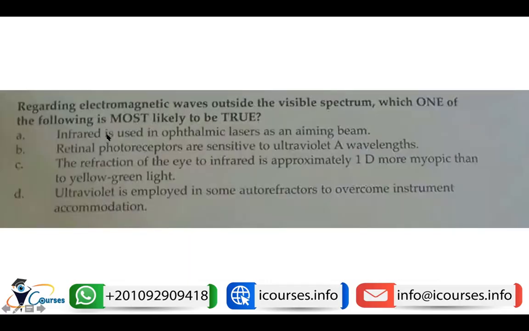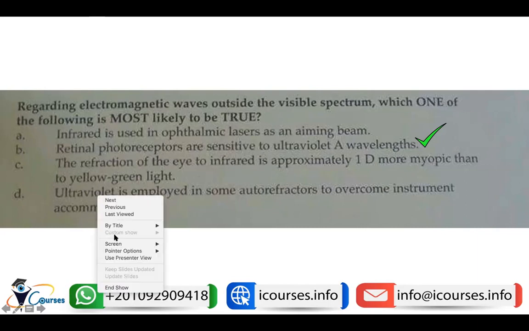So it is the helium laser which is used in the ophthalmic laser as an aiming beam. So the first one is wrong. Retinal photoreceptors are sensitive to ultraviolet rays A, which is right. Refraction of the eye to infrared is approximately 1 diopter more myopic than the yellow-green light. We will say this in the spherical aberrations and in human optics: the infrared rays are focused behind the eye, so the eye is more hypermetropic to the infrared light rays.